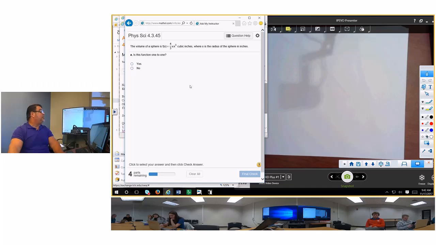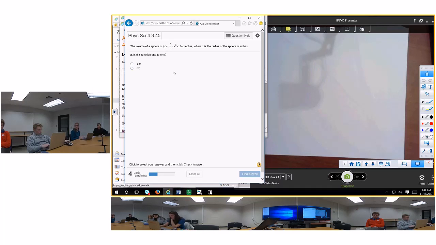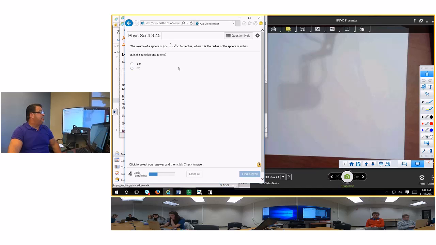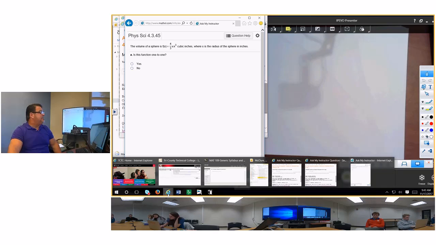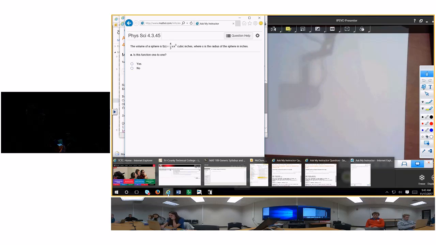Okay, the volume of a sphere is given by the formula, where x is the radius of the sphere in inches. Is this a one-to-one function? Graph it, and then do your horizontal line test. So take your handy-dandy calculator. It's one-to-one. You can use 3.14 if you want to, or you can just type in pi.